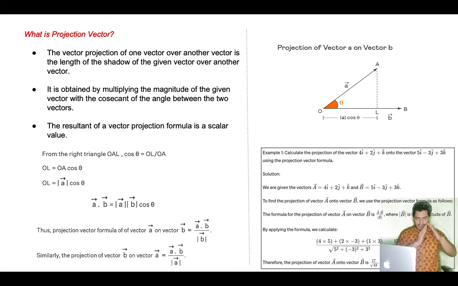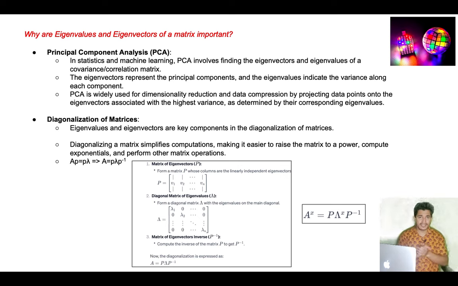That is, the shadow one vector leaves on another is called the projection vector. Now, why are eigenvalues and eigenvectors of a matrix important, and where are they used in machine learning? They are used in principal component analysis. What is PCA in statistics and machine learning? PCA involves finding the eigenvectors and eigenvalues of the correlation matrix. So PCA is a dimensionality reduction technique.